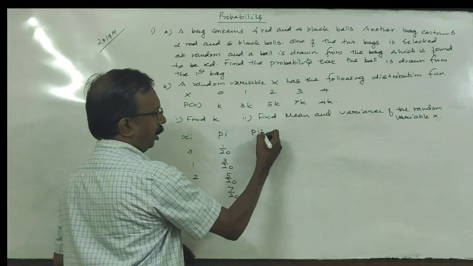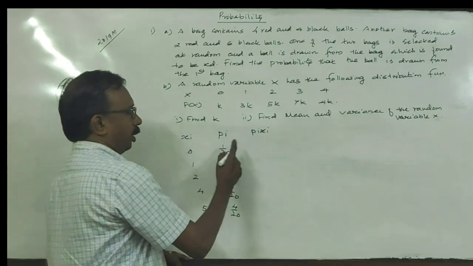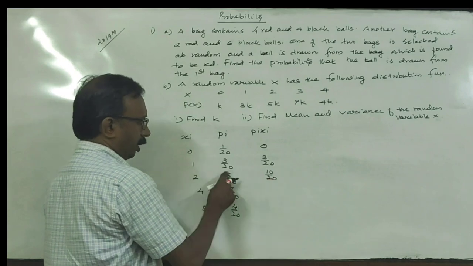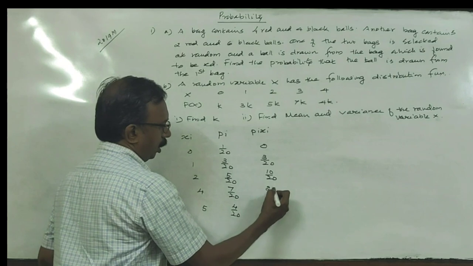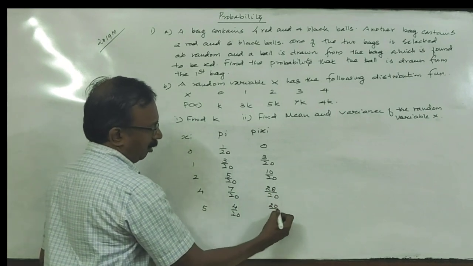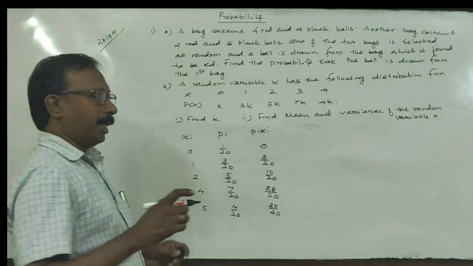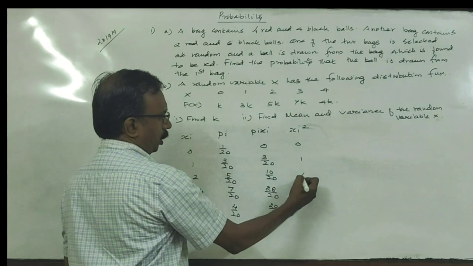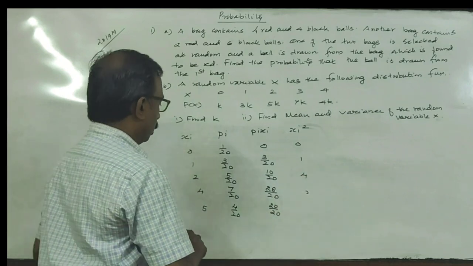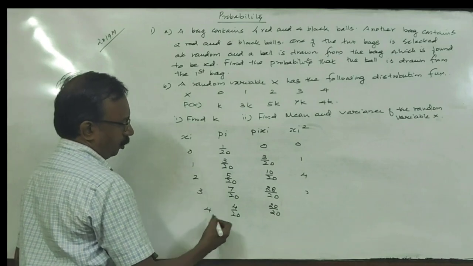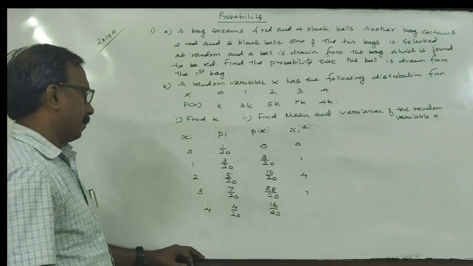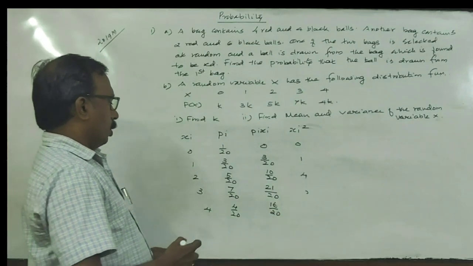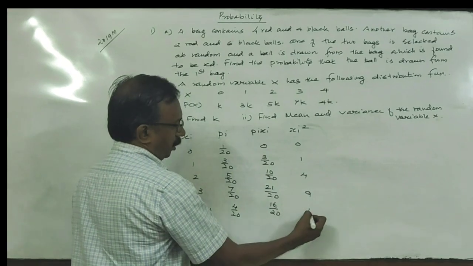Now we are going to find pi into xi. Pi into xi: 0 into this is 0. Here it is 3 by 20, 10 by 20, 5 into 2, 4 into 7, 28 by 20, and the last one is 20 divided by 20. Now find xi square. Xi square is 0, 1 square is 1, 2 square is 4, 3 square is 9, and 4 square is 16.